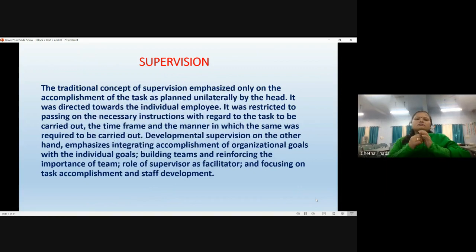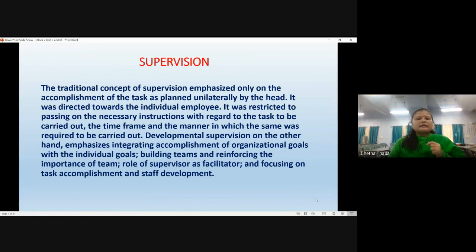Actually, traditionally, when we talk about supervision, it only emphasized the completion of the task, and that too in a planned manner by the head. And it was always directed towards an individual employee, and it was restricted to passing on the necessary instruction with regard to the task to be carried out. You just gave the instructions to the employee on how the task will be performed, in which time frame, and the manner in which it was required to be carried out.